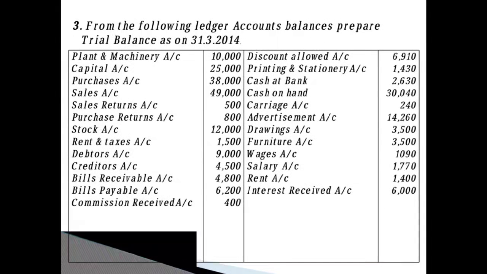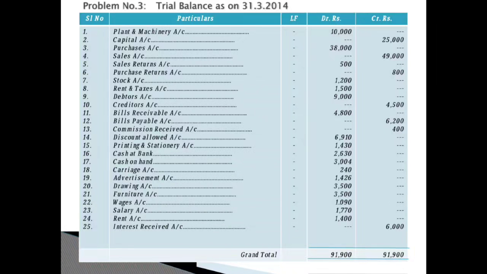Hello students, further we'll solve two more problems and later on you can solve more problems, okay? So from the following ledger account balances, prepare trial balance as on 31/3/2014, okay? Now first one, what you have, plant and machinery account. Plant and machinery means which is the asset for our business, right? Asset means which shows us debit balance, rupees 10,000, which you are going to record in the debit side.